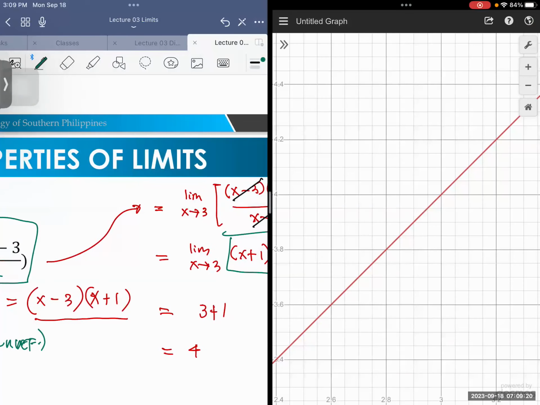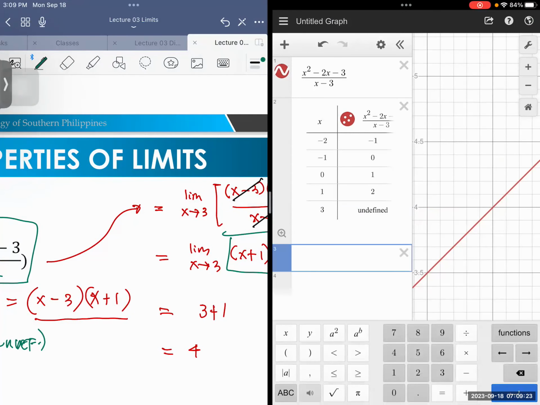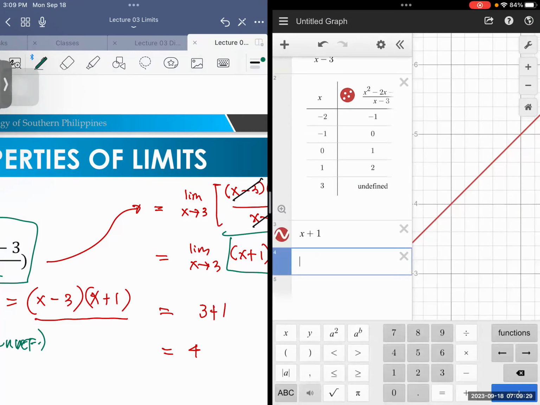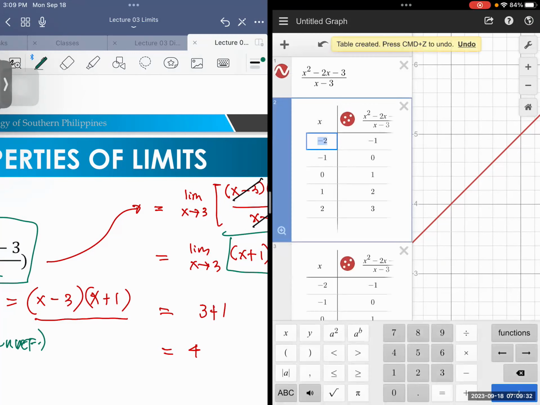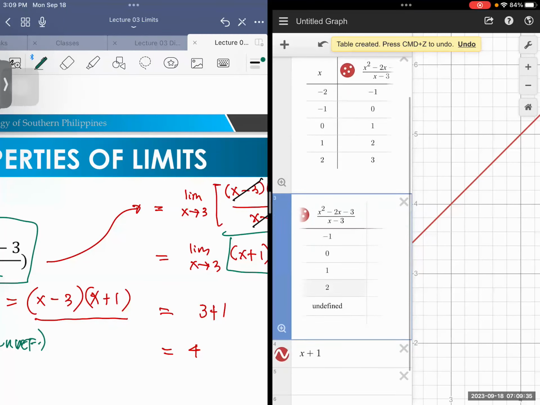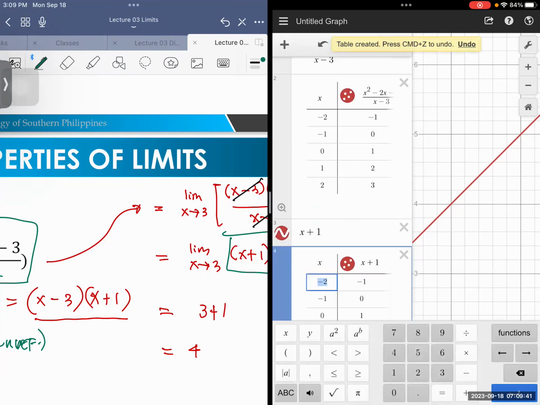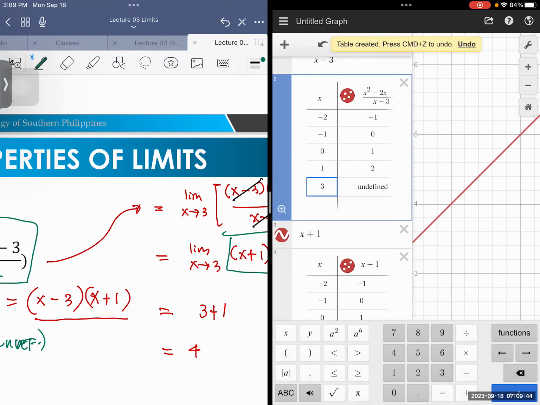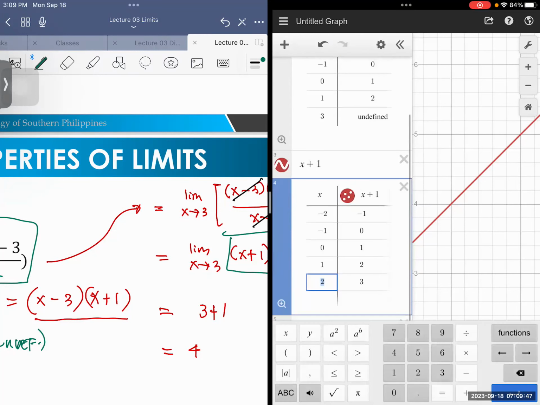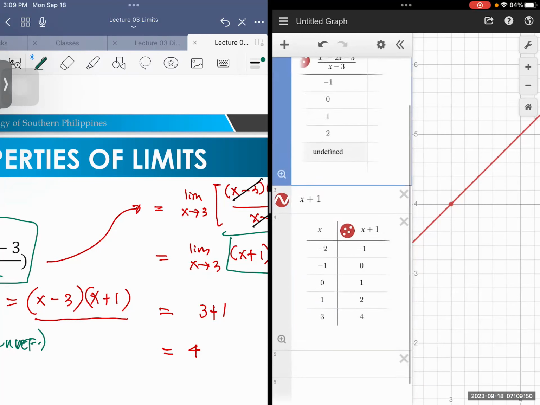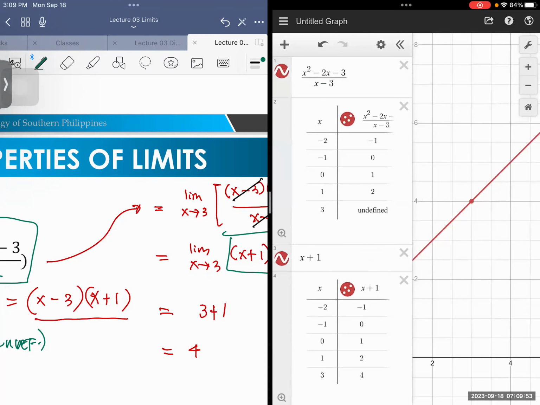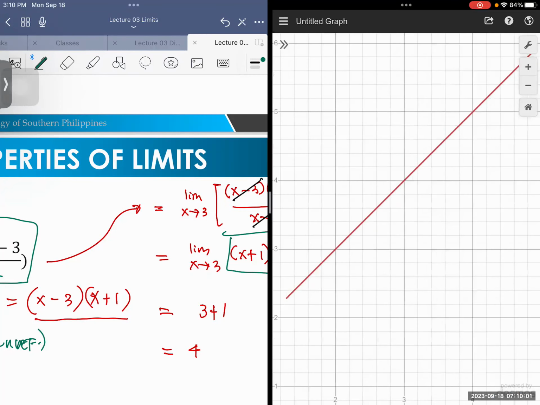So, atong itry o graph 3 ang x plus 1. See? Atong sunon class ang iyang points dira. Kani siya is 3 man no? Kanina so undefined. How about ang x plus 1? Of course, 4. Again, pareha na sila points class. Tanan-tanan. Atong sunon na ko. So, I don't want to change color. Anyways, nag-overlap naman na imong graph dia class.